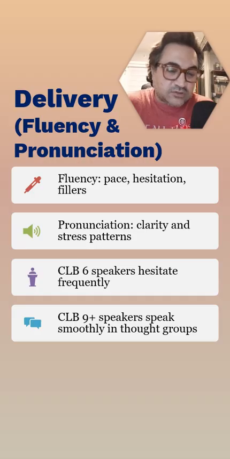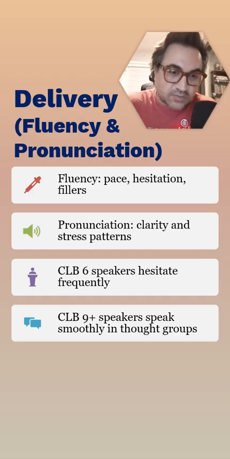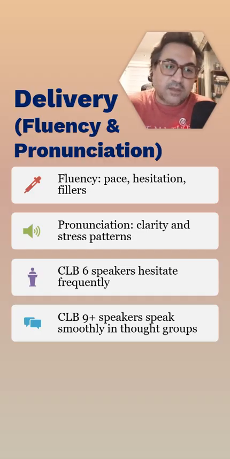CLB 6 speakers usually hesitate, and that hesitation is usually in the middle of the sentence, which is important. And then CLB 9 plus speakers speak smoothly in thought groups, which means they have a thought, they express that thought, then they have another thought, they express that thought. But CLB 6-7 usually go sentence by sentence, which disrupts their pace and reduces their fluency.